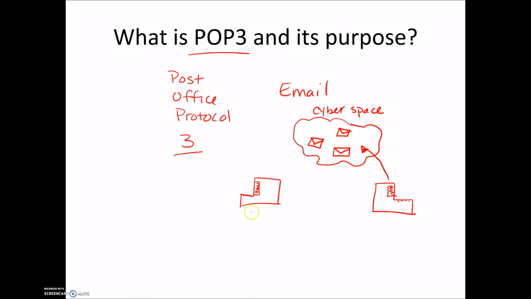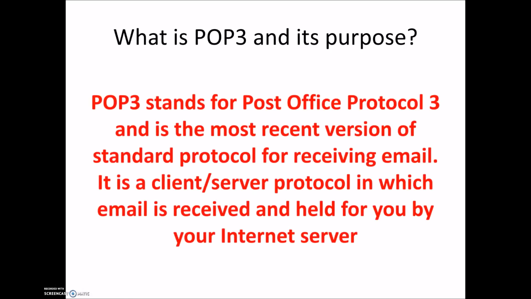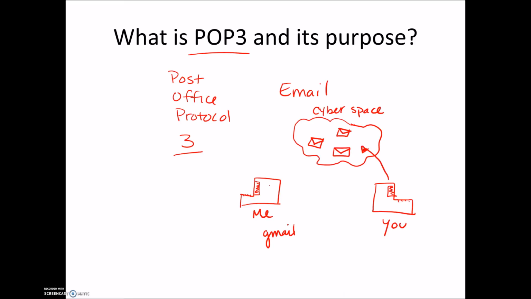And then my email over here, that's me. This is you. My email, so say my Gmail, which I'm guessing a lot of you have, is constantly going out and checking cyberspace to see if there's any emails that have my address on it. And when it finds one, it grabs it and brings it back down and downloads it to my computer for me. So that's what a post office protocol does.